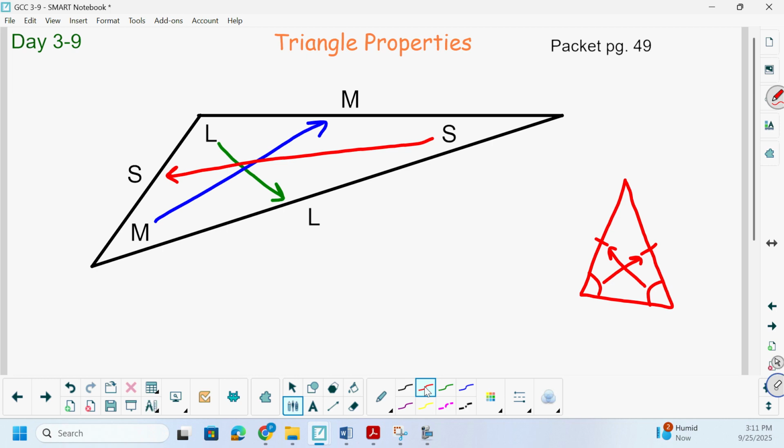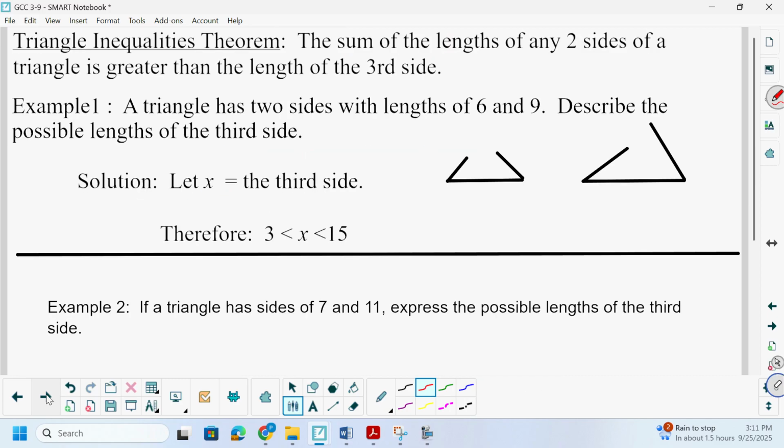Guys, that's just a little way to illustrate why it makes sense that the small angle and small side are across from each other, medium and medium across from each other, and the large are across from each other. So that's one part of the triangle inequality. So let's go down to the bottom of page 49 and we'll talk about the second part of the triangle inequality. So what this part says is the sum of the lengths of any two sides of a triangle has to be greater than the length of the third side.